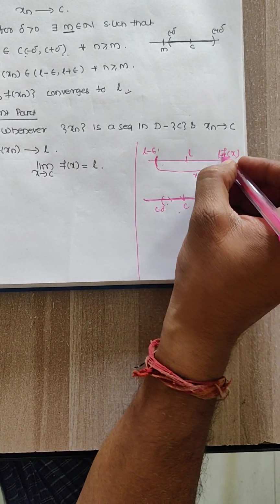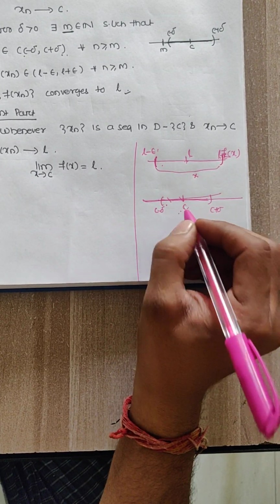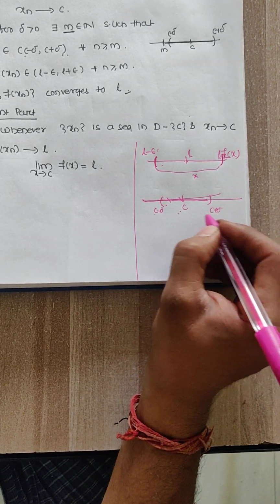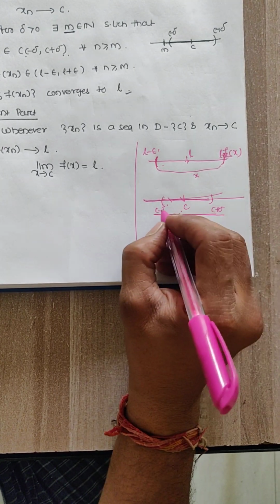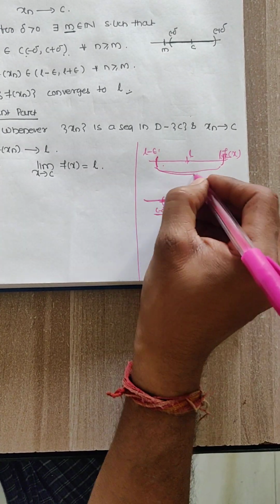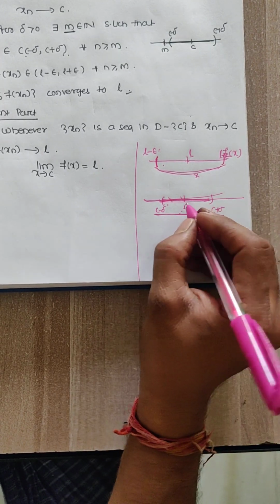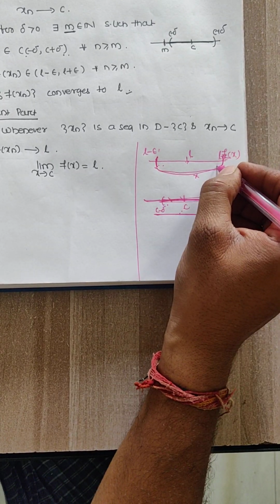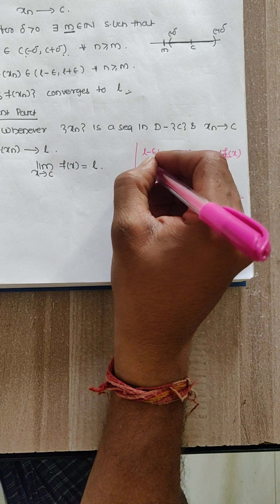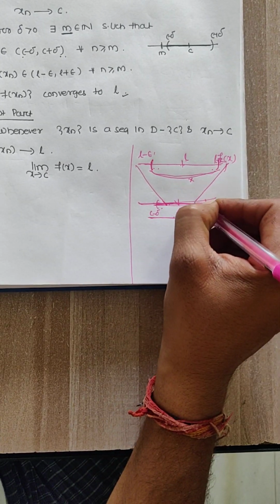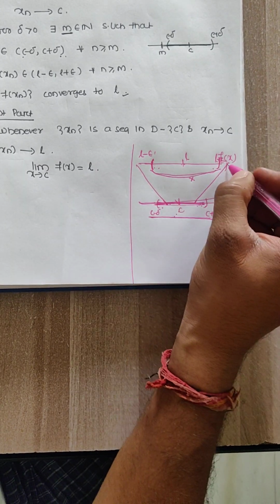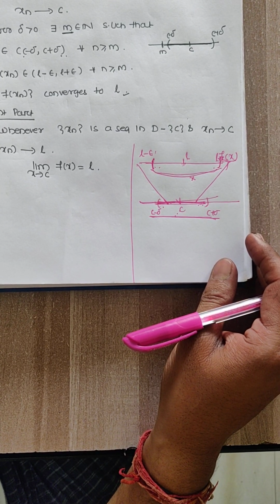So there exists an epsilon neighborhood of L for which no delta works. Means whatever neighborhood of C you take, for every delta, the image of every point in this interval does not lie in this interval. It may happen that some of the points have images lying in it, but not every point. Means there exists a point in this interval whose image lies outside this one. So there exists a point in this neighborhood whose image lies outside the epsilon neighborhood of L.